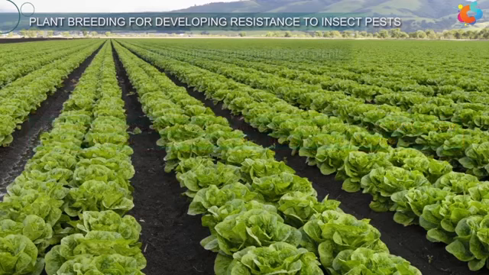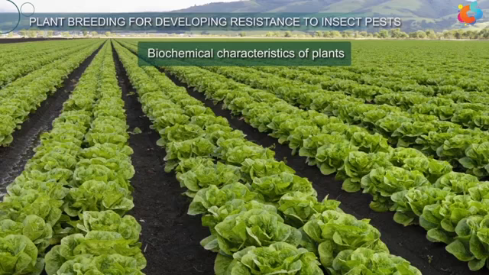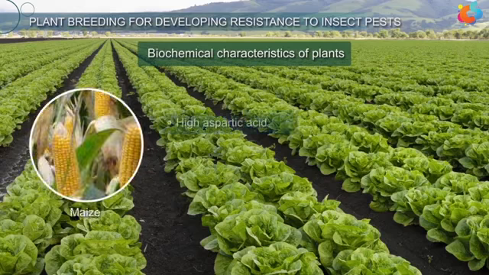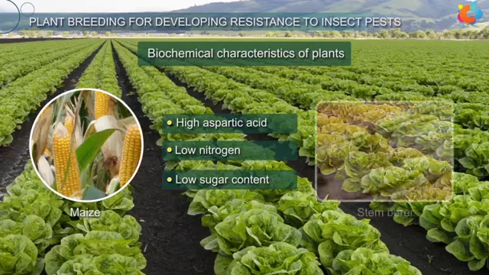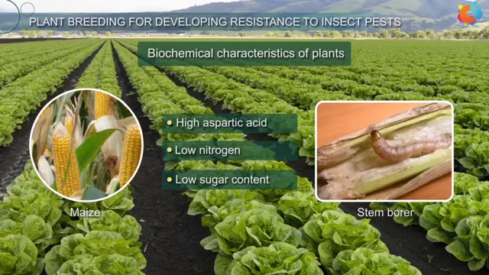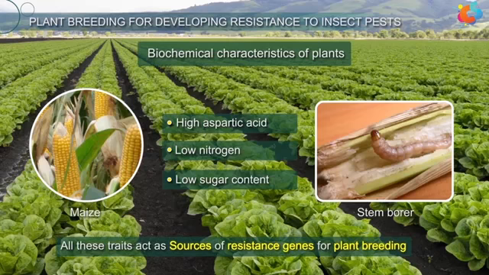Now, let us have a look at the biochemical characters of plants. Certain plants like maize have high aspartic acid, low nitrogen and low sugar content that make them undesirable to the stem borers. All these traits act as sources of resistance genes for plant breeding.